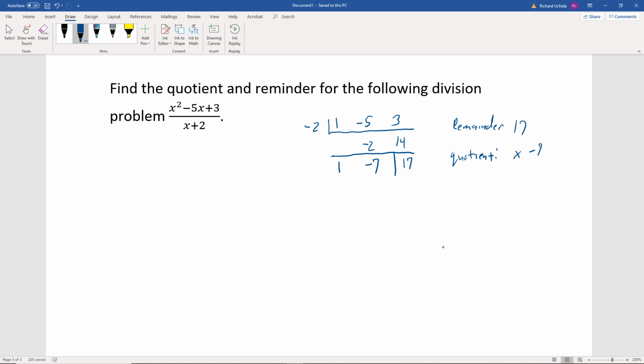And now again, as we were saying previously, how this relates to the equations of the slant asymptotes is that the equation of the slant asymptote for the function f of x equals x squared minus 5x plus 3 over x plus 2 would be the line y equals x minus 7.